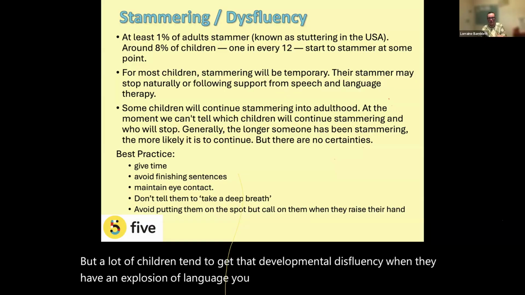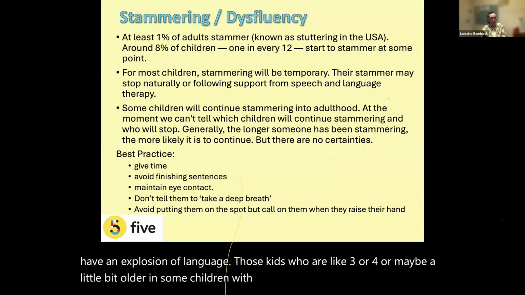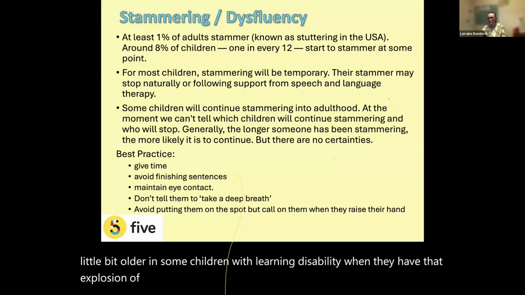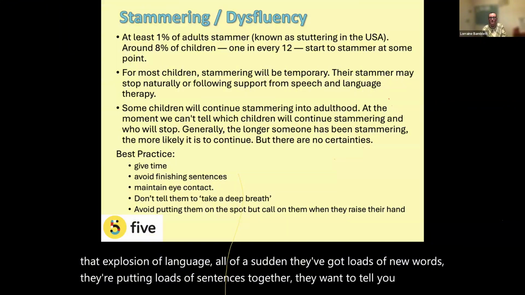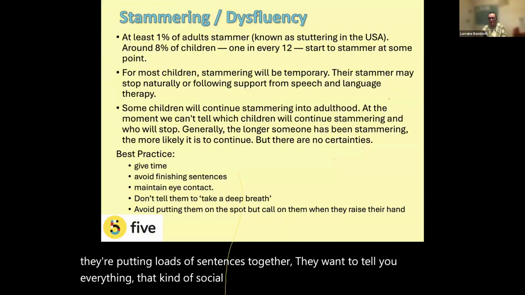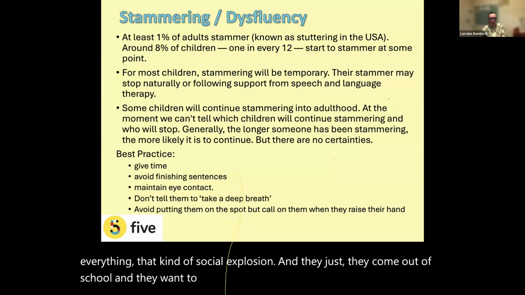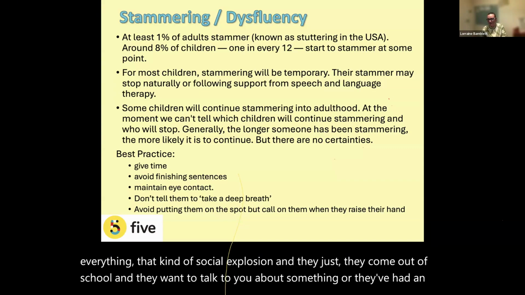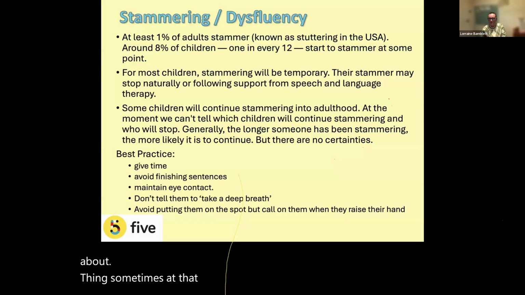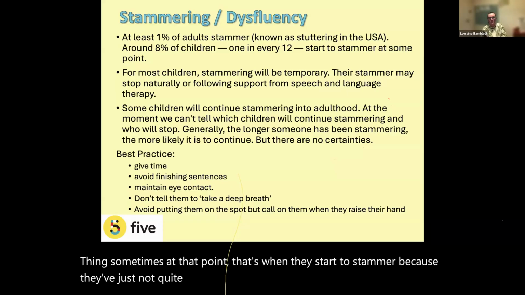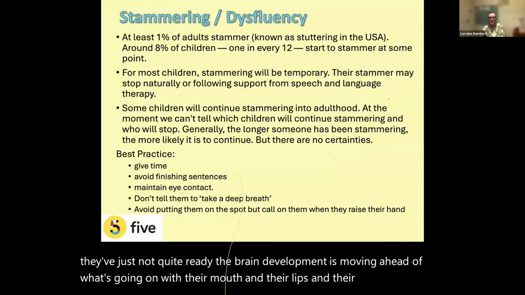You know, those kids who are like 3 or 4, or maybe a little bit older in some children with learning disability, when they have that explosion of language, all of a sudden they've got loads of new words, they're putting loads of sentences together, they want to tell you everything, that kind of social explosion. And they come out of school and they want to talk to you about something, or they've had an amazing weekend, they come in on a Monday and they want to talk to you about something. Sometimes at that point, that's when they start to stammer, because they've just not quite ready. The brain development is moving ahead of what's going on with their mouth and their lips and their coordination. So they just can't get it out.